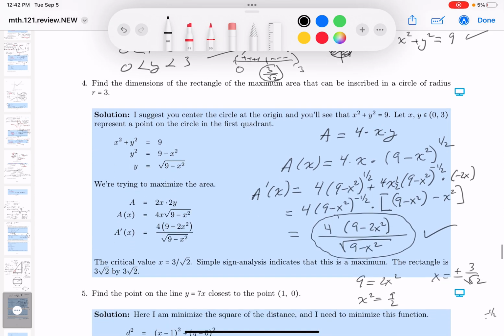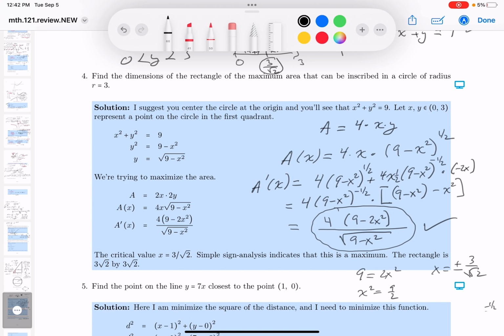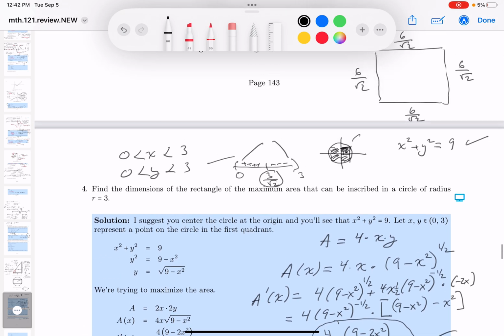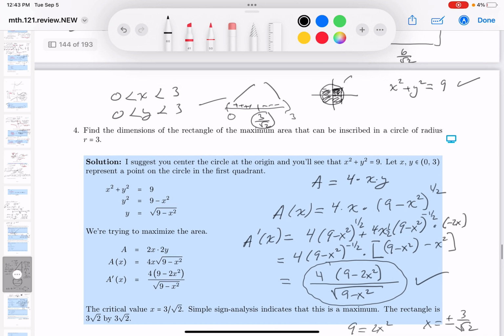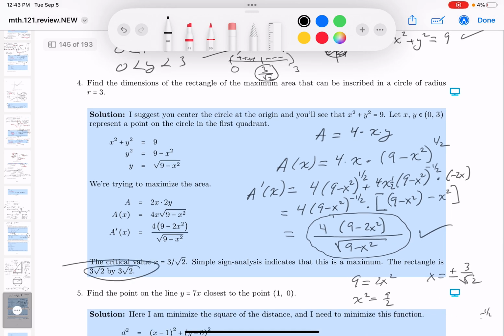Let's see what they said. And the critical value, you indicate the rectangle, 3 root 2 by 3 root 2. Let's see what happens. So 6 over root 2 times root 2 over root 2 would be 6 root 2 over 2, which is 3 root 2. So maybe it's better to say 3 root 2 for every side. Every side's going to be 3 root 2. So I'm in complete agreement with this. It's a square, 3 root 2 by 3 root 2. Thank you.